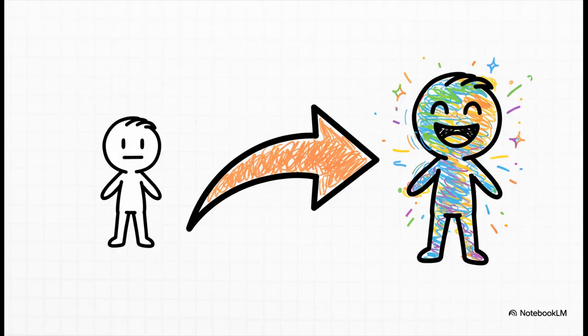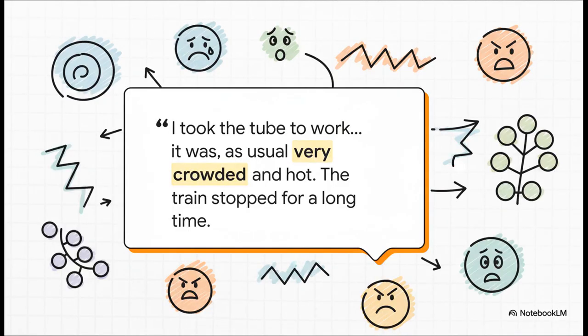Okay, enough with the theory, right? Let's actually see this whole system in action. We're going to take a really simple, kind of boring story and completely transform it, injecting it with all this life and color and real feeling. So here is the before story. I took the tube to work this morning. When I got on the train, it was, as usual, very crowded and hot. Halfway to Euston, the train stopped for a long time. The driver told us that this was because of a fire at the station.